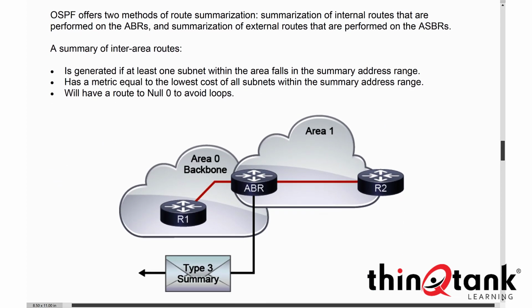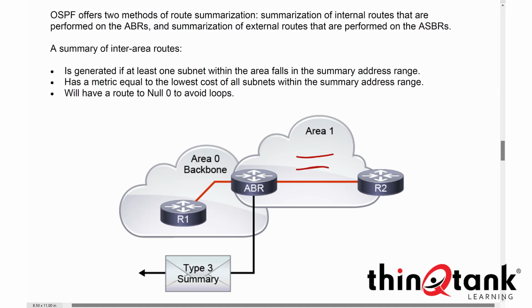Now there's two different types of summarization that we can include, and we've mentioned this already a couple of times. Summarization of those internal type 1 and type 2 LSAs on an area border router that get represented as type 3s, and summarization of those external routes on an ASBR that get represented as type 5s. All right, there are a couple of things to consider when we're generating the summary, and these are actually really, really important bullet points.